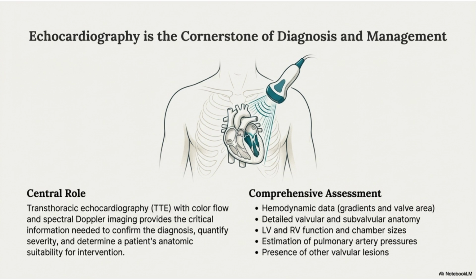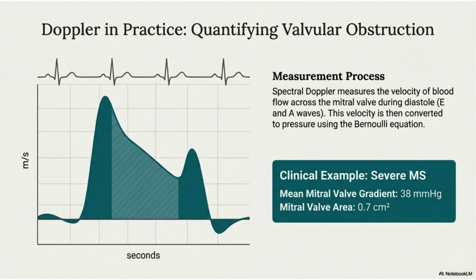method called pressure half-time. Can you give us an example of how those numbers translate into a concrete diagnosis for us? Certainly. In a severe case, the TTE calculations might show an MVA that's reduced to, say, 0.7 square centimeters, which is way below the severe threshold of 1.5. And it might show a mean pressure gradient of 38 millimeters of mercury. Those numbers take the diagnosis from abstract clinical findings to concrete, quantifiable severity that demands action.